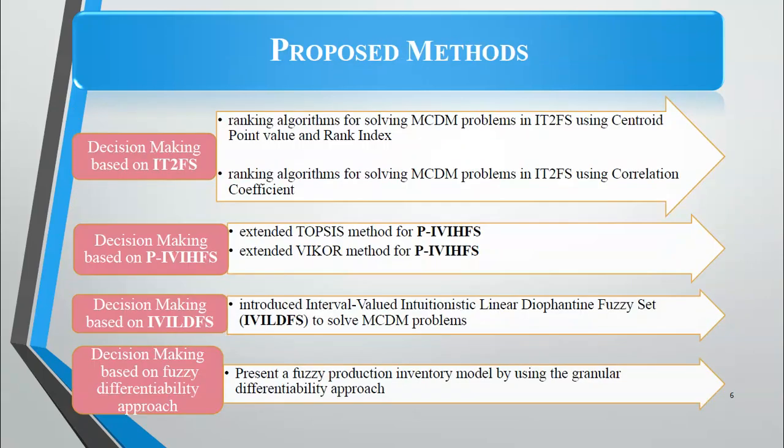The proposed methods in this thesis are a ranking algorithm for solving MCDA problems in interval valued type 2 fuzzy sets using centroid values and correlation coefficient, extended TOPSIS and VIKOR methods for probabilistic interval valued hesitant fuzzy sets, introducing interval valued intuitionistic linear Diophantine fuzzy sets to solve MCDA problems, and presenting a fuzzy production inventory model by using the granular differentiability approach.